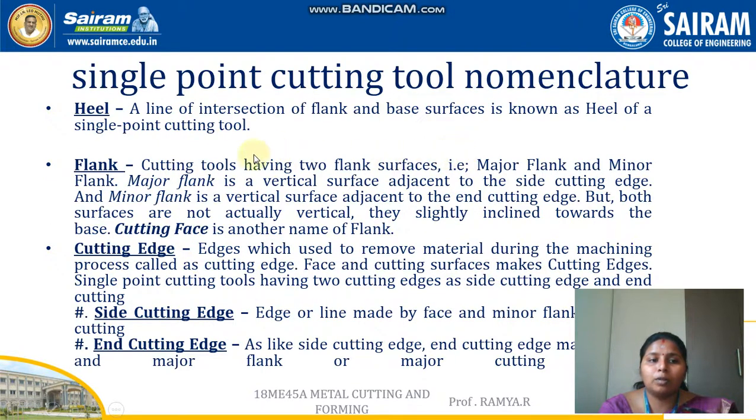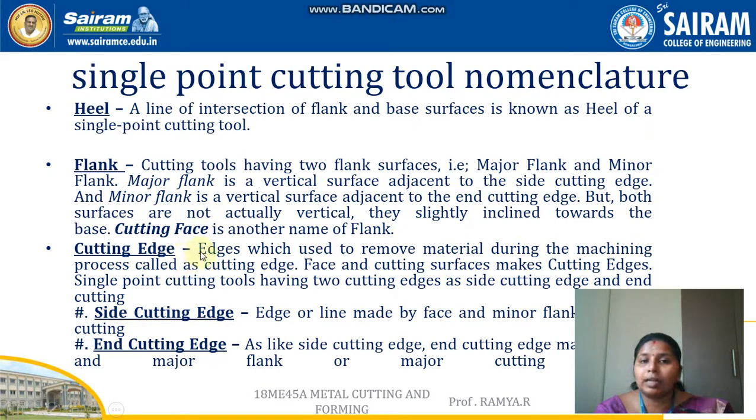And the next one is the heel. A line of intersection of flank and base surface is known as the heel of a single point cutting tool. Flank: cutting tools have two flank surfaces, one is the major flank, the other is the minor flank. In the flank, the tool failure occurs. So major flank is a vertical surface adjacent to the side cutting edge, and minor flank is a vertical surface adjacent to the end cutting edge. Both surfaces are not actually vertical, they are slightly inclined towards the base. Cutting face is another name for the flank. So flank is also called a cutting face.